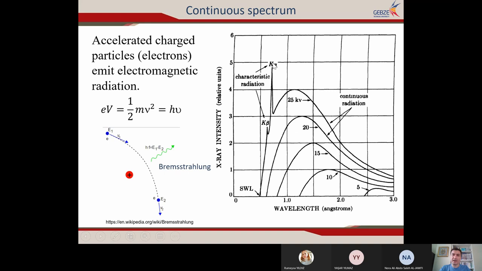And characteristic X-rays have more or less a single wavelength, and we have huge intensity compared to the continuous radiation. Is it the answer to your question? Yes, I got it. Thank you.